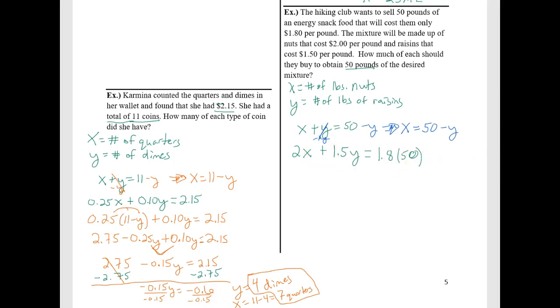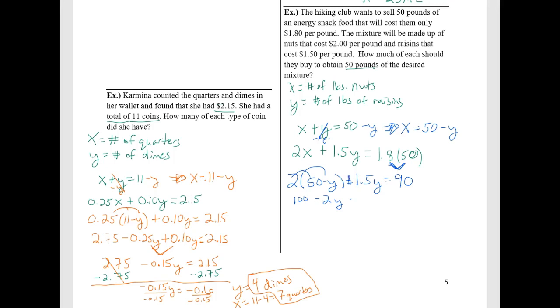So replacing x with 50 minus y, leaving the y alone. And then I'm going to go ahead and multiply these two things because I can. So 1.8 times 50 is going to give me 90. I have one equation with one variable. I can solve for y. Again, start with my parenthesis. I'm going to distribute. 2 times 50 is 100. 2 times a negative y is negative 2y.